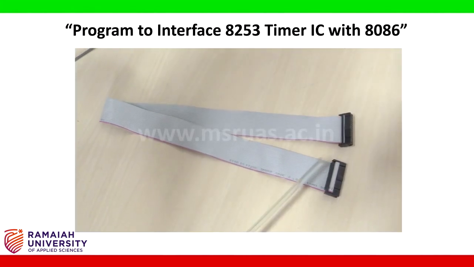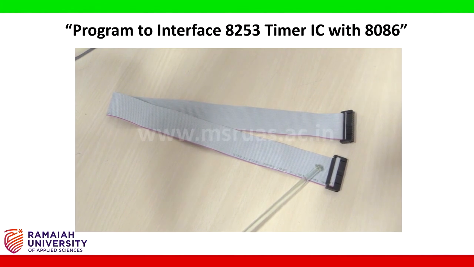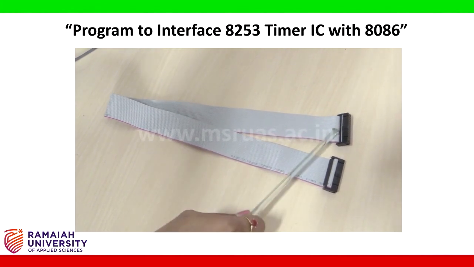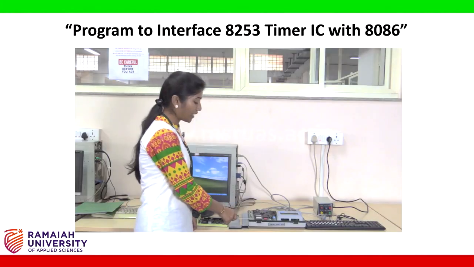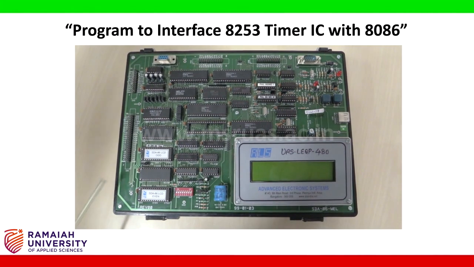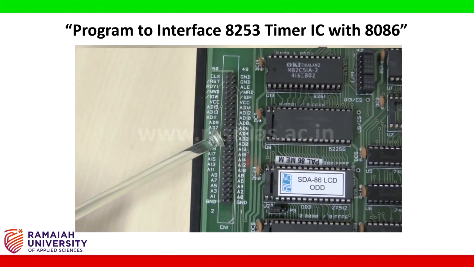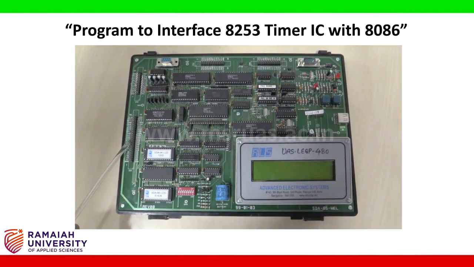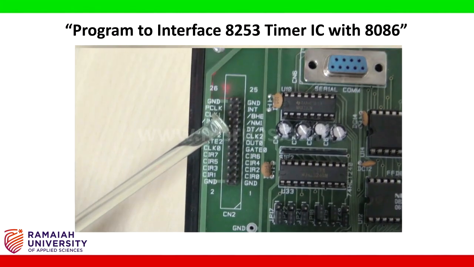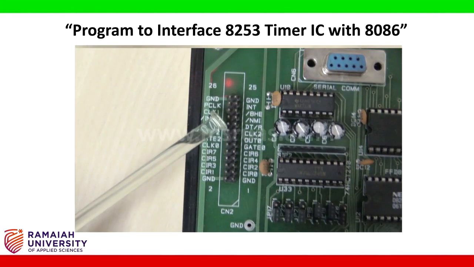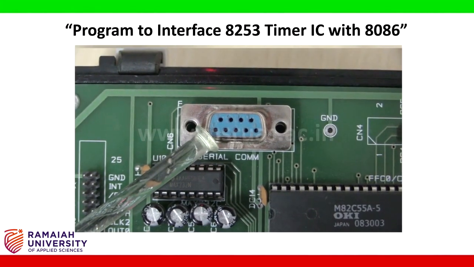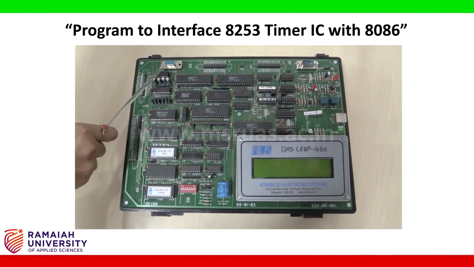So this is the 26 pin connector where one end is connected to 8086 kit and the other end is connected to timer kit. In 8086 kit we will be using CN1, for which we will be connecting 50 pin connector, and CN2 is selected, for which we will be connecting 26 pin connector, and this is for serial communication. RS232 will be connected here.